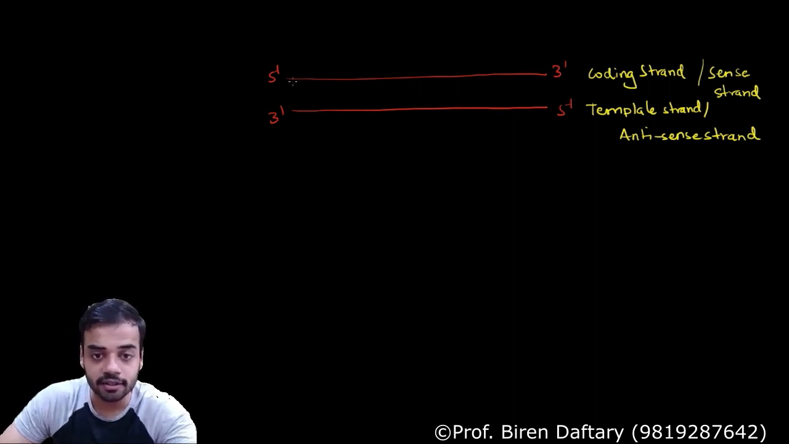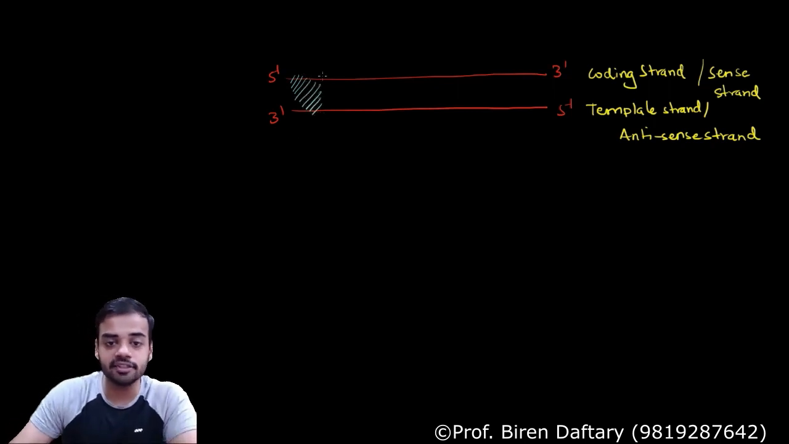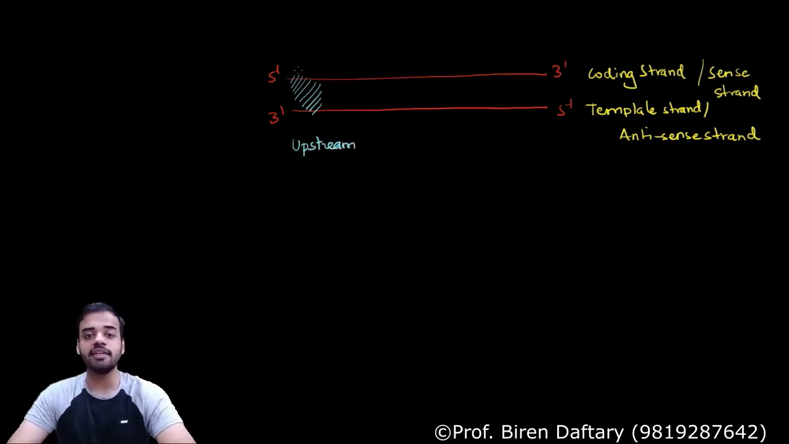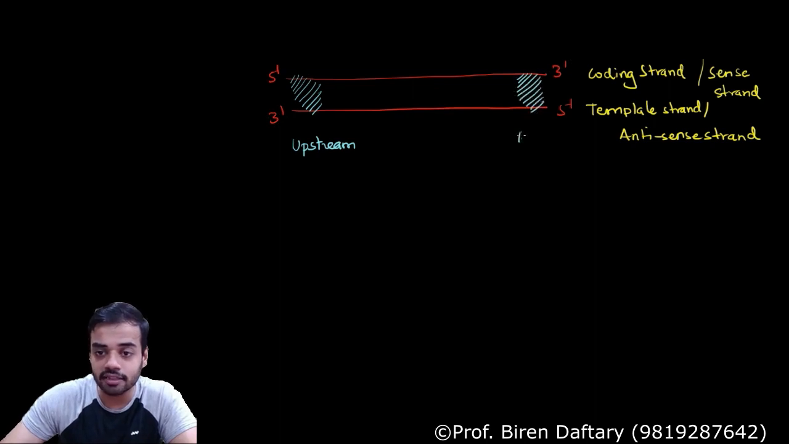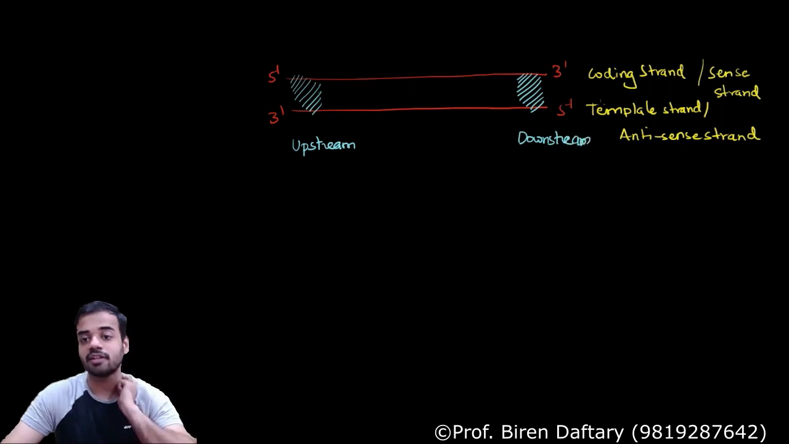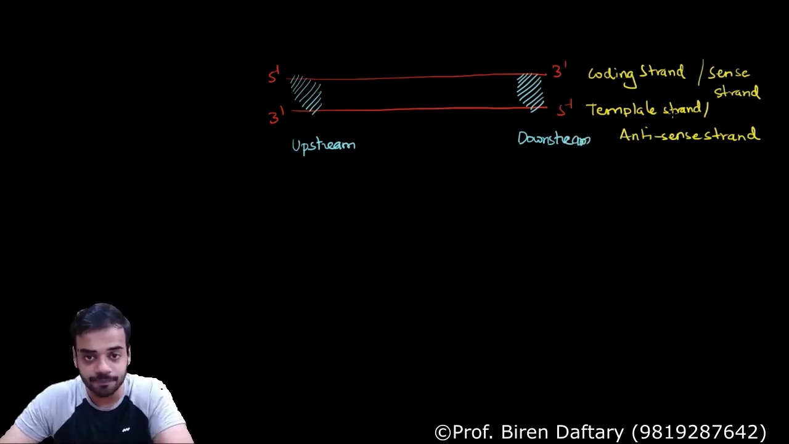So this area, the area that I am shading, this area is called as upstream area. Upstream area is the area which is towards the 5' end of the coding strand or 3' end of the template strand. Okay, and this area which I am shading is called as the downstream area, which is towards the 3' end of the coding strand or 5' end of the template strand. This is basically just left and right.